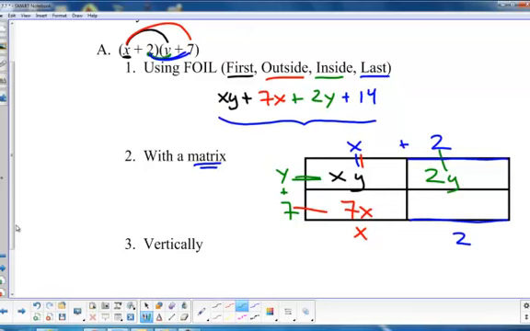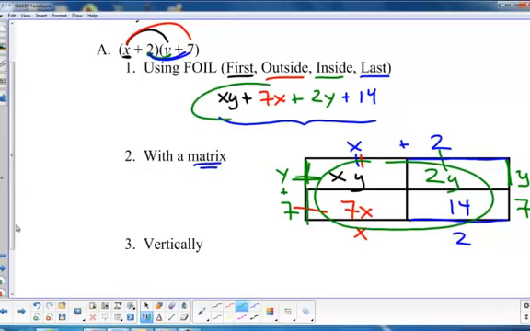Since this side is 7, this side is also 7. So this last box here is a 2 by 7, which is 14. So I'm just finding the area of each of these boxes. This box right here was a 2 by y. That's how I got 2y. And then if you add everything up inside this box here, you get the exact same answer, like this. So it's kind of another way to think about it.